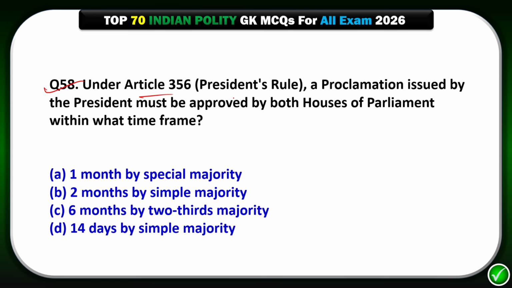58. Under Article 356, the President's rule, a proclamation issued by the President must be approved by both Houses of Parliament within what time frame? Option number B, 2 months by simple majority.